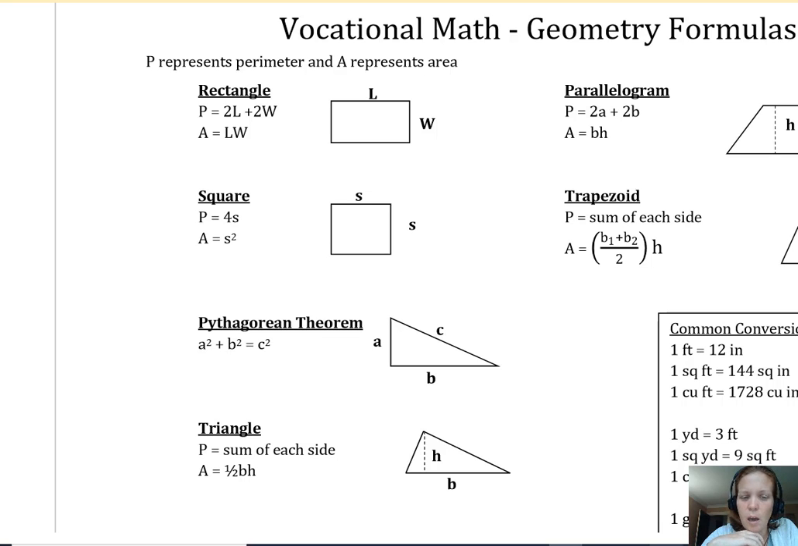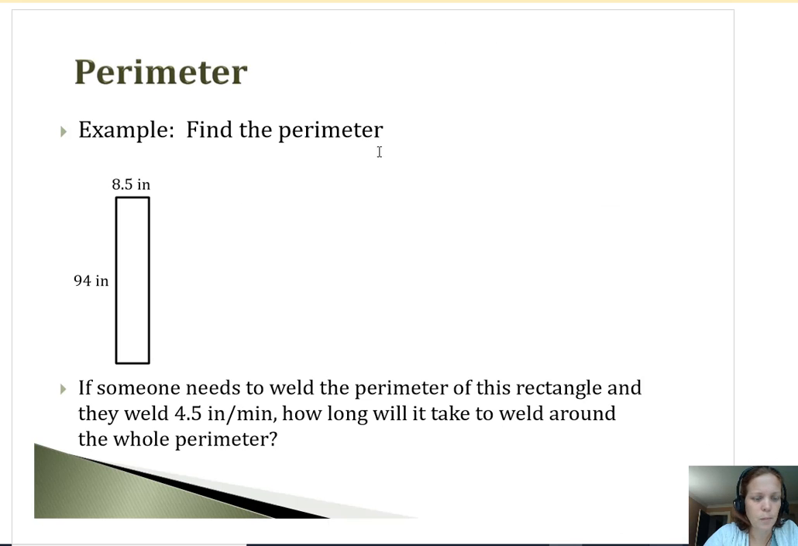But a lot of times we'll just kind of add up the sides. You can see some of these, like trapezoid just says sum of the sides, triangle, sum of each side. There is some formulas for rectangle and parallelogram. We'll talk about those, but a lot of times it's just adding up the sides. Like this one, 8.5 inches, 94 inches, even though we only see it twice. Well, the other vertical side would be 94. The other horizontal side would be 8.5 still. So we just add them up.